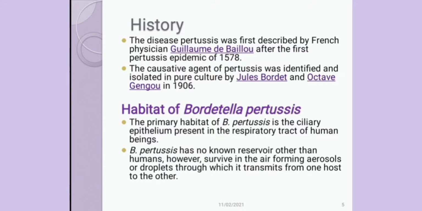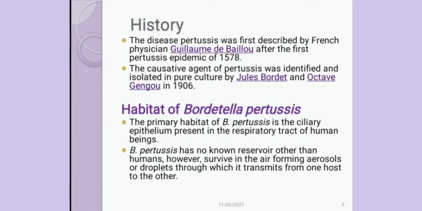Now we will see the history of this disease. The disease pertussis was first described by the French physician Guillaume de Baillou after the first pertussis epidemic of 1578. Epidemic means a large number of people suffering from the same disease at the same time. The causative agent of pertussis was identified and isolated in a pure culture by Jules Bordet and Octave Gengou in 1906.